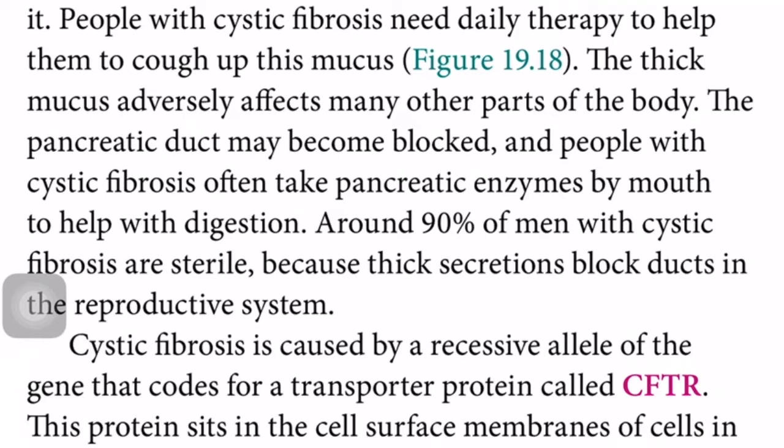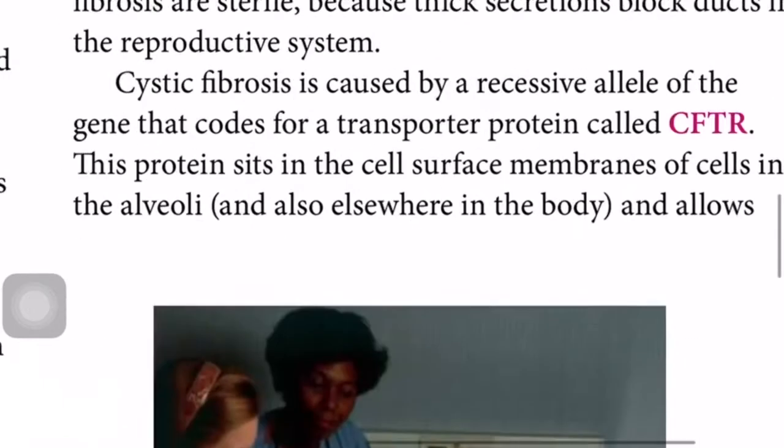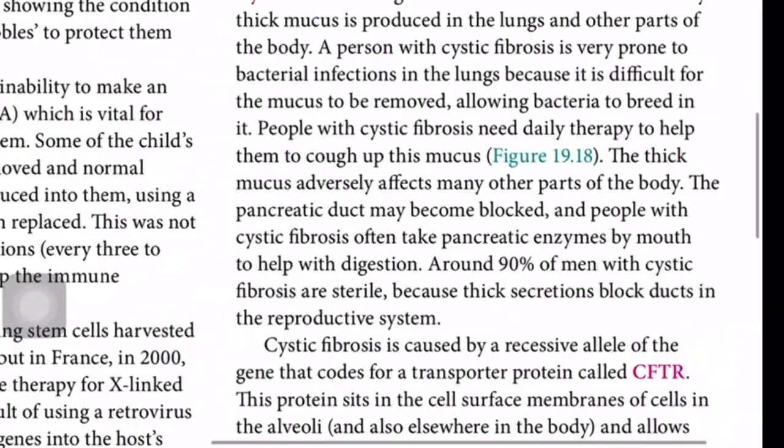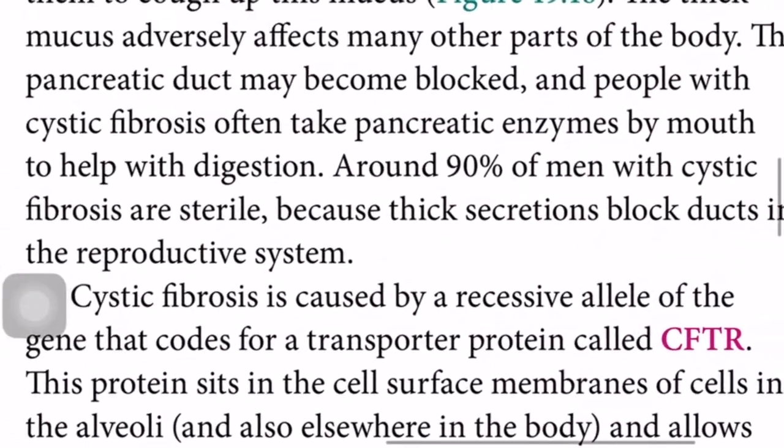Usually we have cilia to remove it, but the mucus of a person suffering from cystic fibrosis is abnormally thick, so not even the ciliary movement or even coughing can remove it, which is very dangerous. People with cystic fibrosis need daily therapy to help them cough up this mucus. They vibrate the back, and so the mucus can be coughed up.